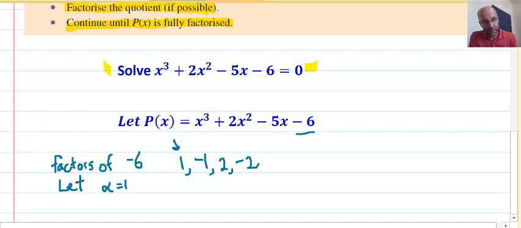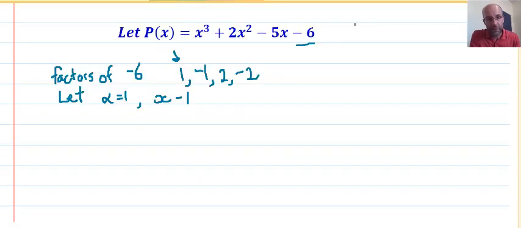Okay, so that means we have a linear term of x minus alpha, which would be x minus 1. So we try that first. So basically that means from the factor and the remainder theorem, we've got x minus alpha.